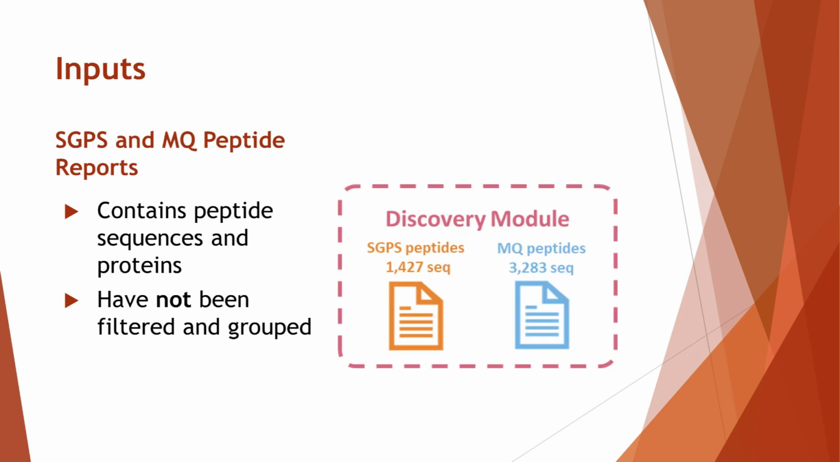Also from Module 2, we will need the SearchGUI PeptideShaker and MaxQuant peptide reports. These reports have not been filtered for human or contaminant peptides or confidence. The relevant data we need from them are the peptide sequences and proteins that will allow us to accurately match the peptides verified by PepQuery 2 to their corresponding proteins.